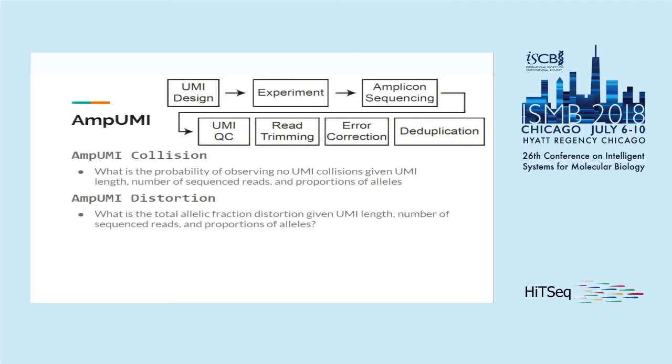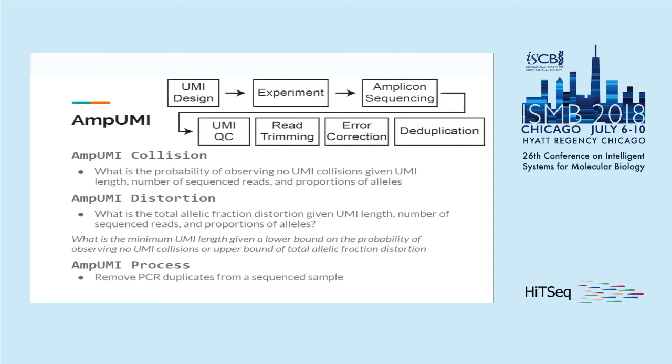And then, of course, you can do these backwards. So you can ask, given an upper bound on my distortion or a lower bound on my number of collisions, what is the minimum UMI length that I need to satisfy that bound? And then lastly is UMI process, which is used to remove PCR duplicates from a sequence sample. And so we've used this on several deep amplicon sequencing samples with great success, and hopefully it's easy for you and others to use as well.